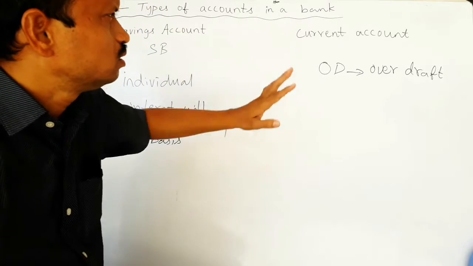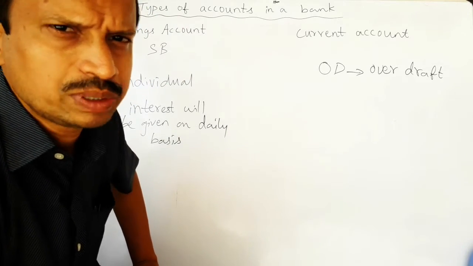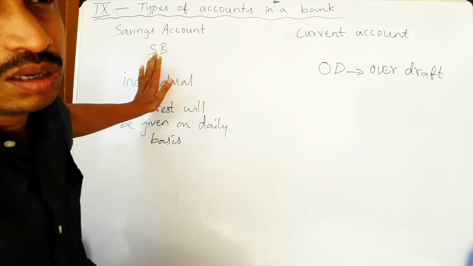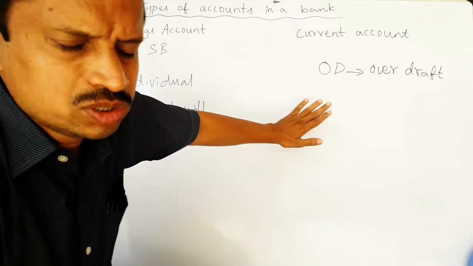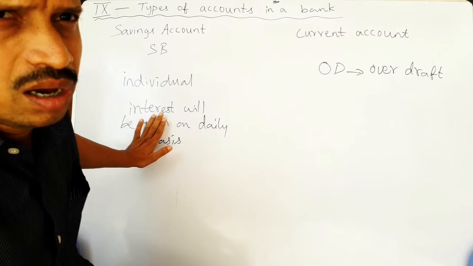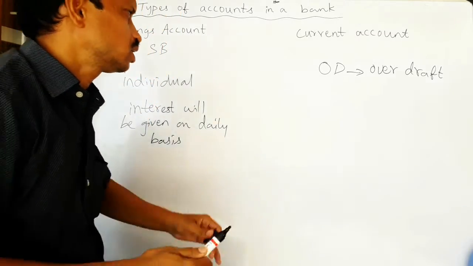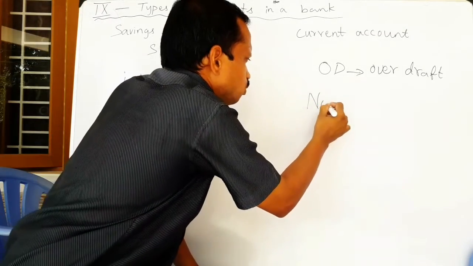This is the benefit in the current account, and this is for business purposes. The savings account any individual can use, and the current account is for business people. Here in savings, interest will be calculated on a daily basis and credited to you. But in a current account, no interest will be provided.